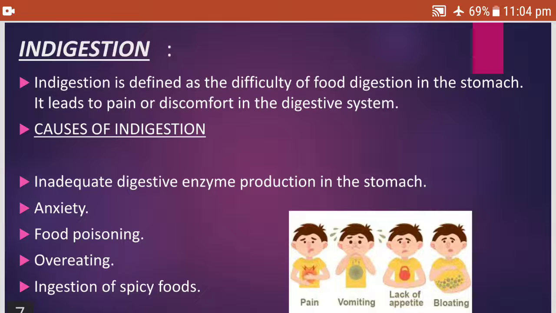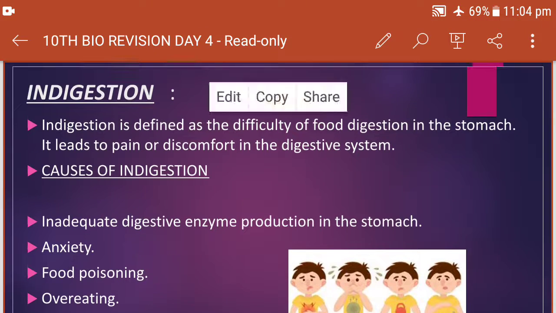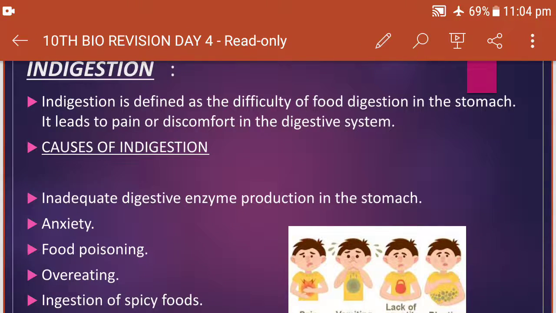Number 1, have simple, well-balanced meals. Number 2, eating food in a leisurely manner, not in a hurry. Number 3, thoroughly masticating the food. Number 4, avoid taking violent exercise before or after eating. Number 5, drinking plenty of water and having regular bowel movements. This is how we can avoid the problems of indigestion.